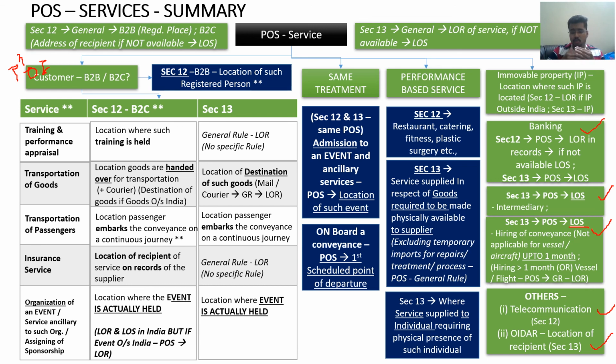And then there are two more services which are pending, that is telecommunication for section 12 and OIDR for section 13. These have a little more layers from the GST perspective, and you can have a couple more scenarios to discuss. I'm not discussing them along with this since it would be a little overwhelming to combine with these services. However, barring these two services, if you are able to have this grouping in your mind, that is B2B, B2C, T3OI, same treatment, performance based, and these four services, right? Then almost the majority of the place of supply is on your list.